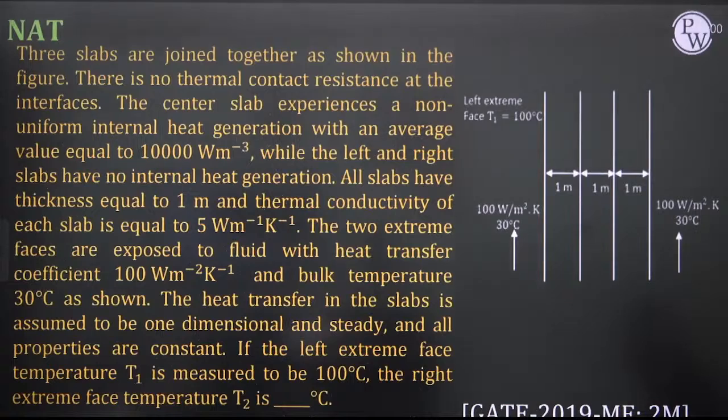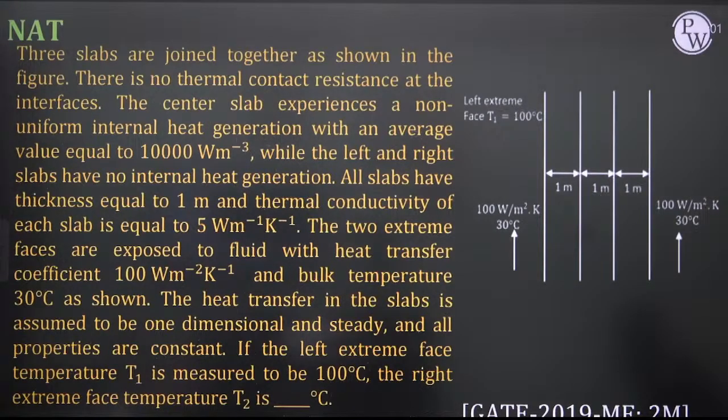The two extreme faces are exposed to the fluid with heat transfer coefficient 100 watt per meter square Kelvin and bulk temperature 30 degrees Celsius. Heat transfer in the slab is assumed to be one-dimensional, steady, and all the properties are constant. If the left extreme face temperature T1 is measured to be 100 degrees Celsius, then what is the right extreme face temperature T2?